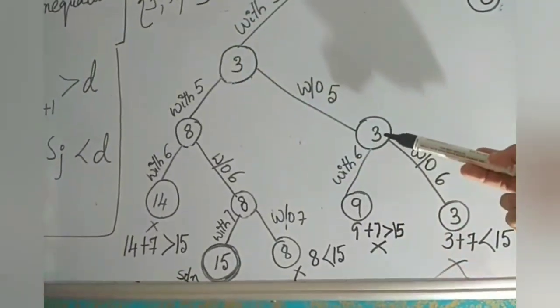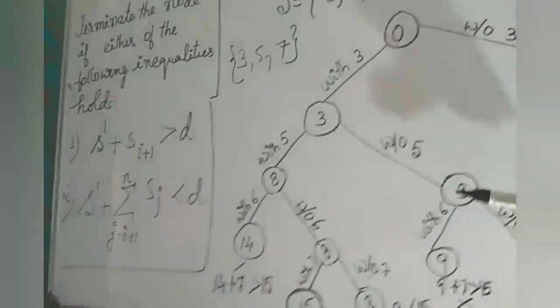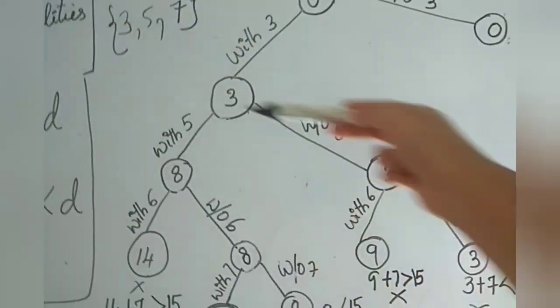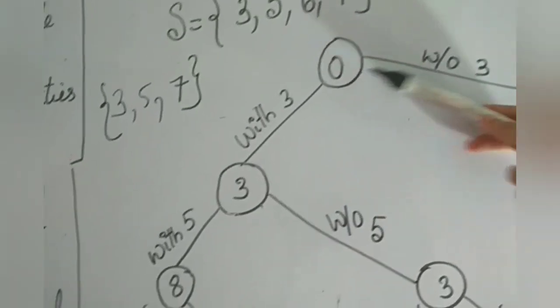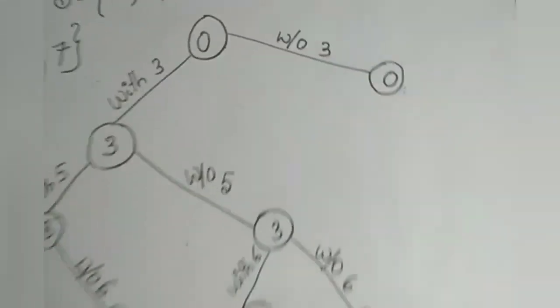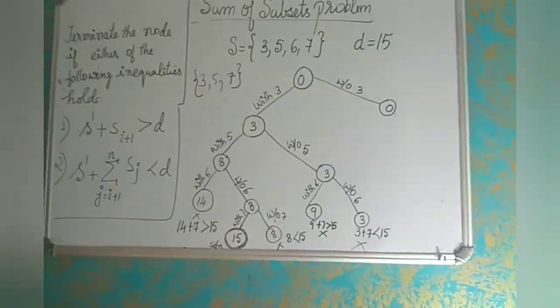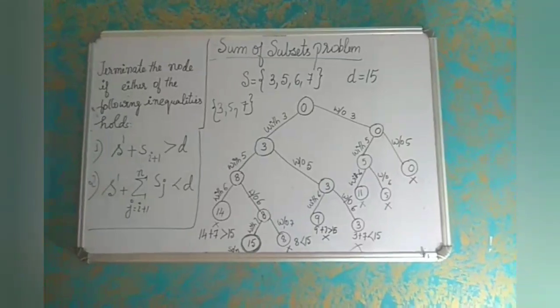So go back. Here you check, is there any other solution? No, both the solutions are done. Go back here. Is there any other solution to consider? This and this. Yes, both are done. Go back here. Here you have one more solution to consider. What is that? Without 3, then what happens? So there also you have to expand.